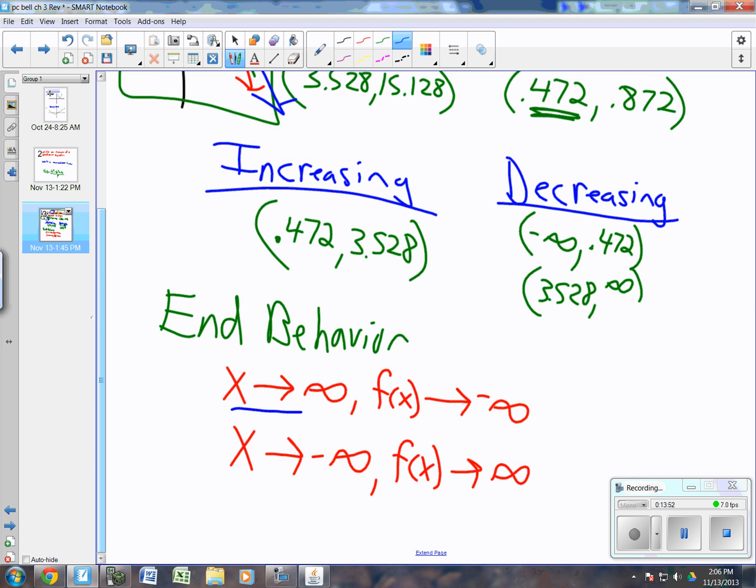As x approaches infinity, that means as x goes to the right, f of x, which is the y, is going down to negative infinity. And as x approaches negative infinity, that means as x goes to the left, f approaches positive infinity. That means f of x goes up. Okay? Or the y value goes up. So that's the end behavior. Yes, Jack?